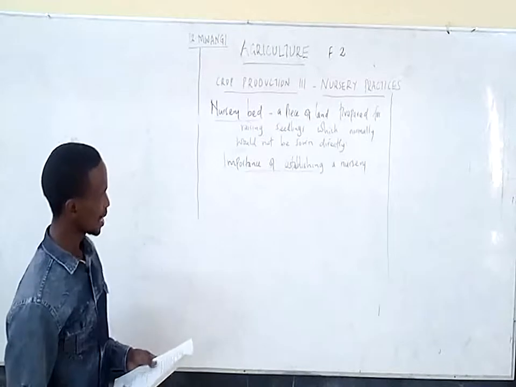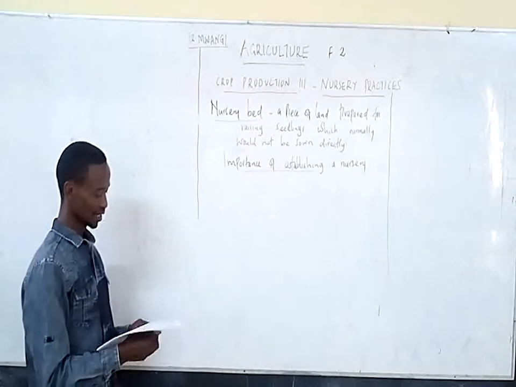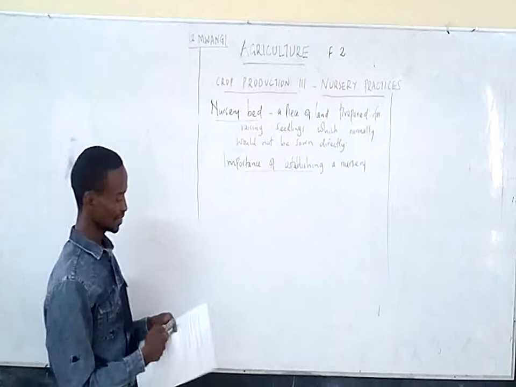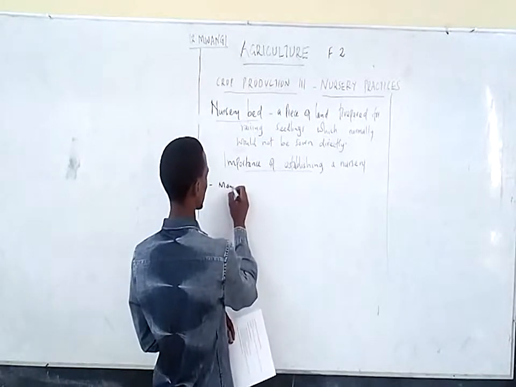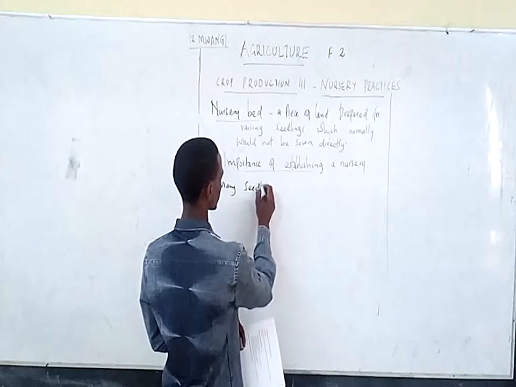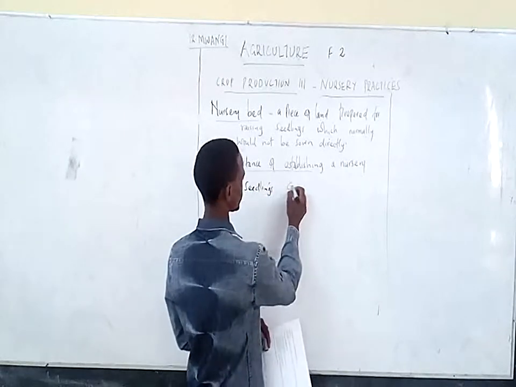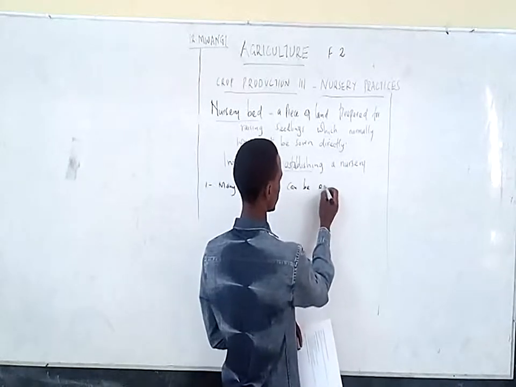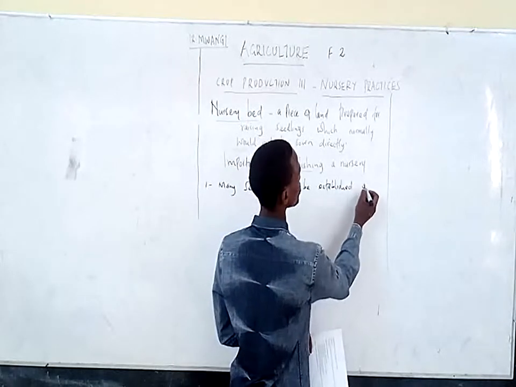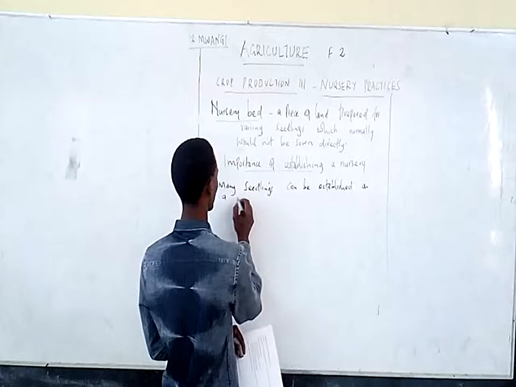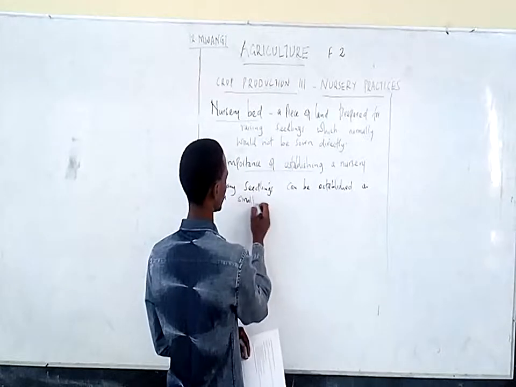Number two, another importance of establishing a nursery. So number one, we say many seedlings can be established on a small piece of land.